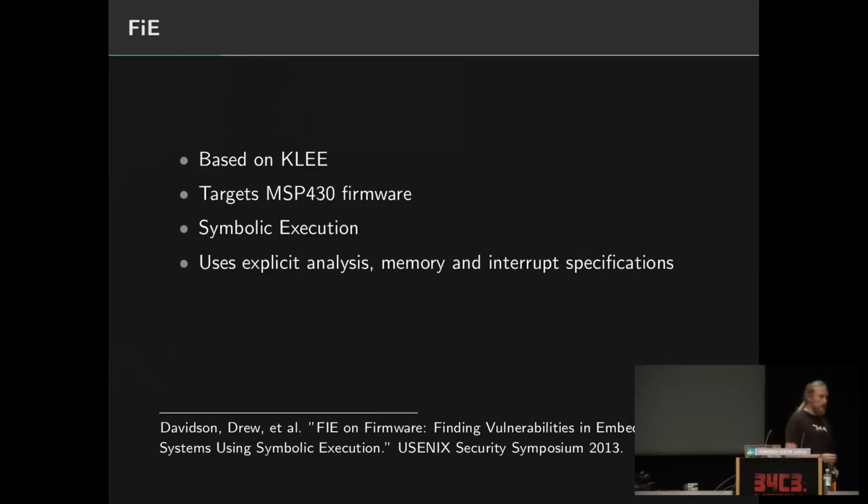Furthermore, the memory specification specifies how memory should react when it's read from and written to. So this is basically a way to abstract memory mapped I/O, so that when particular memory cells are accessed, symbolic values or specific concrete values can be injected into the analyzer. The interrupt specification defines at which points interrupts could occur and which interrupt handler should be executed.